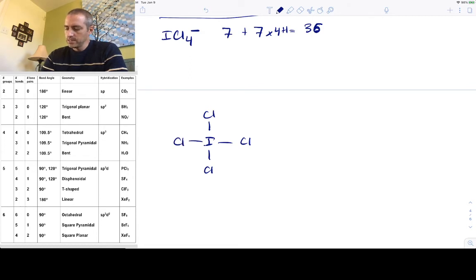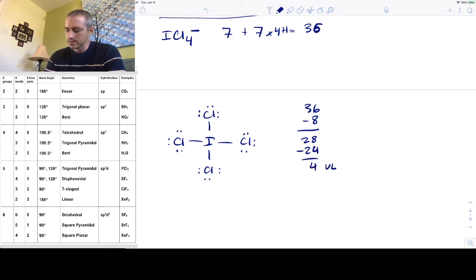We started with 36. We subtract 8 for those 4 single bonds. That leaves us with 28. Fill up the outer octets. 2, 4, 6, 8, 10, 12, 14, 16, 18, 20, 22, 24. And we've filled up all the outer octets. Minus 24 gives us 4 valence electrons.